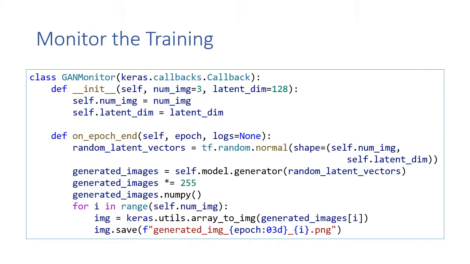We have completed our GAN model. Now we want to monitor the training process and save the intermediate results. Here is the class GAN monitor. We inherit the Keras callback. So initially we define how many images we want and the latent dimension of the noise vector. Then on each epoch end, we generate random noise from normal distribution and call the generator to generate images. Okay, then we save the intermediate results, the temporary images after each epoch. So we can see the progress of training, of learning to generate fake images. That will give us some insight about how the GAN network learns to generate fake images.